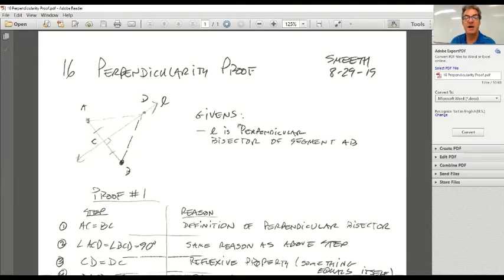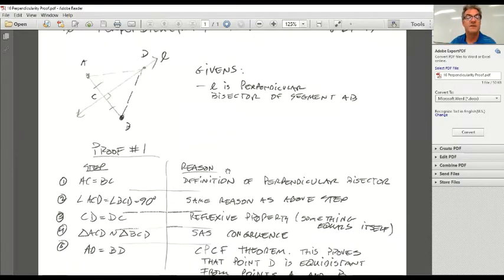So I have my givens, I have my diagram, and my givens are marked on my diagram. Now there's two ways to prove this one. Actually, there's probably quite a bit more, but I'm showing you two in this assignment here. Okay, so proof number one. I write my steps on this side and my reasons for the steps on that side.